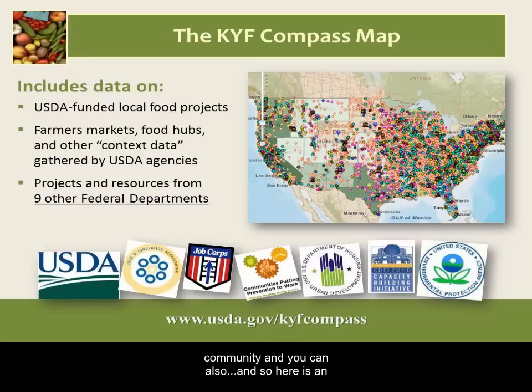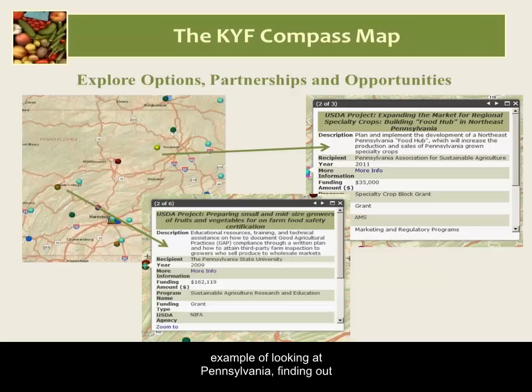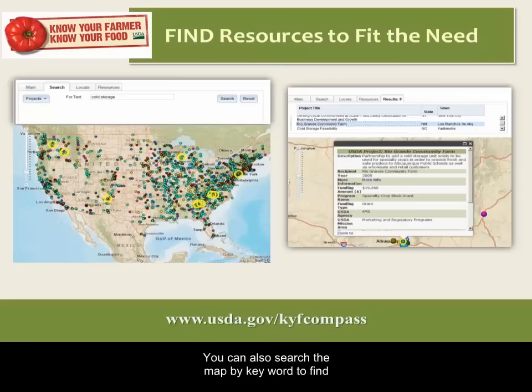And so here is an example of looking at Pennsylvania, finding out about a project that's supporting a food hub, a project that is helping train small and mid-sized growers on food safety GAP certification. These are the types of things that as a co-op you would probably be interested in knowing about. And you can find that all on the map. And this graphic just shows, when you click on one of those dots, all the information that pops up about it. You can also search the map by keyword, so if you're, for example, interested in figuring out how does USDA support cold storage, because this is a big need for my growers, you can put that into the map.